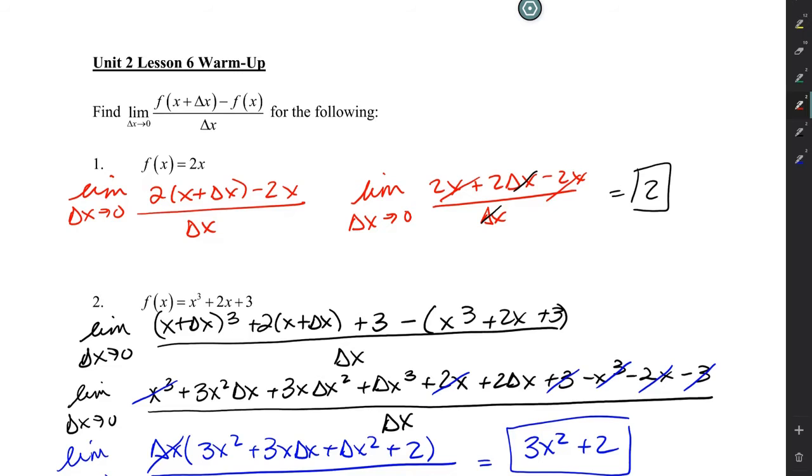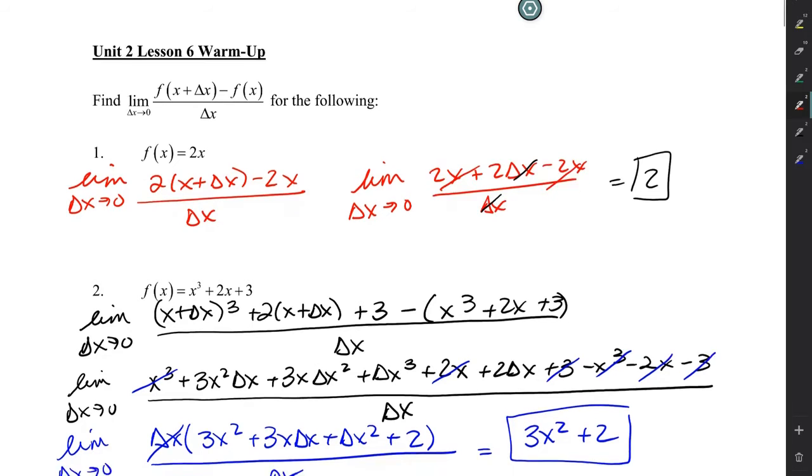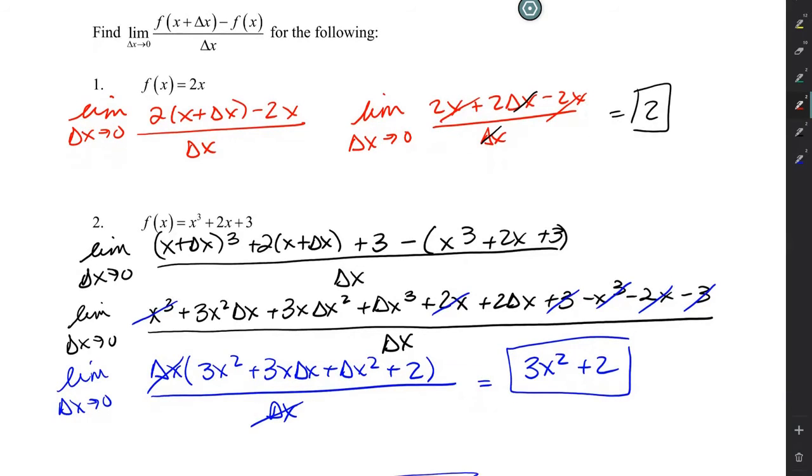At the back of your notes is a warm-up. Here's the solution to the warm-up with all of the work shown. I'll walk you through what I did. We had to find the limit as delta x approaches 0 of f of x plus delta x minus f of x divided by delta x for the following.